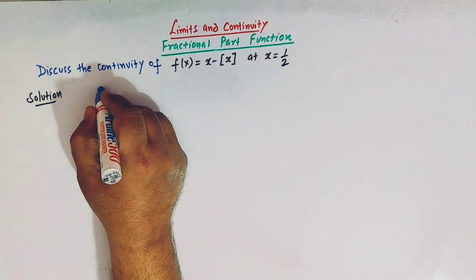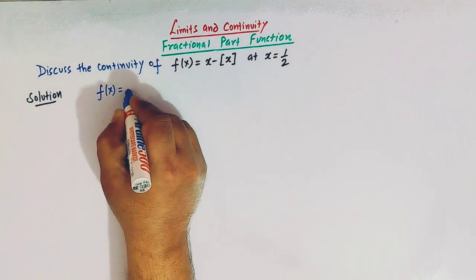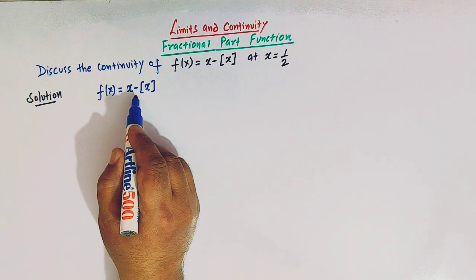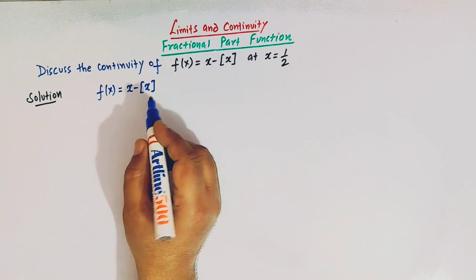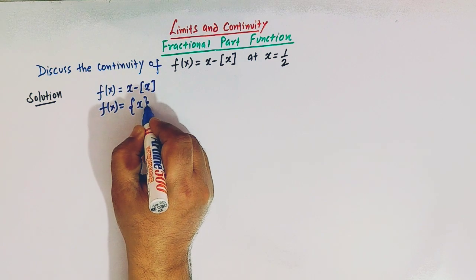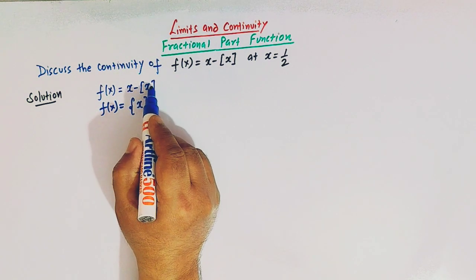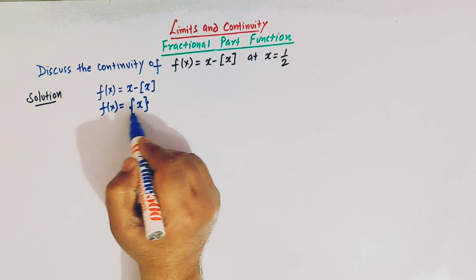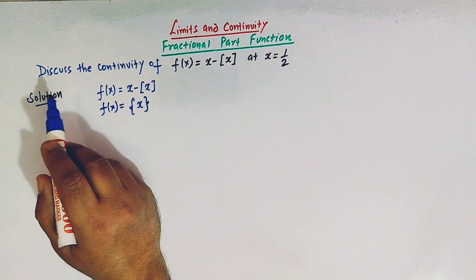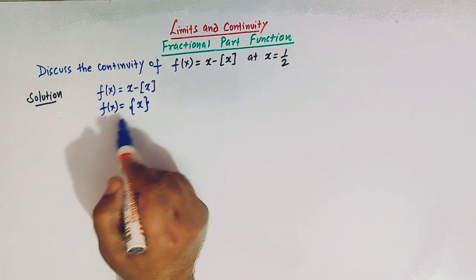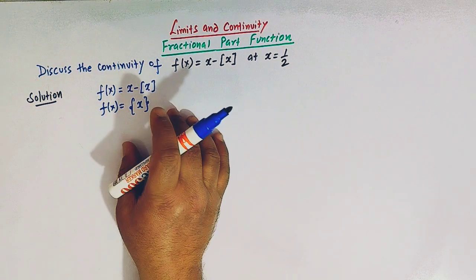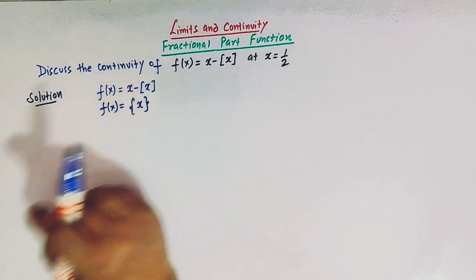So here the function which we are given is x minus greatest integer of x, and we know that x minus greatest integer of x is our fractional part function, right? So we can write x minus greatest integer of x as fractional part of x, right? So here we can discuss the continuity of the fractional part function by graphical method, right? But here we'll prefer the analytical method, right?